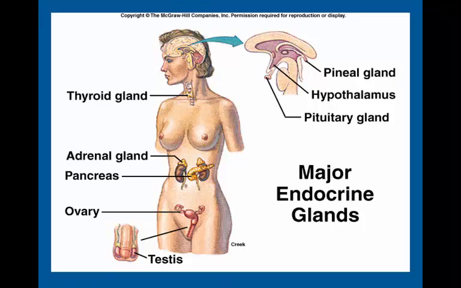This slide shows the location of some of the endocrine glands. If you'll notice on the right, you have the pineal gland, the hypothalamus, and the pituitary gland. They're within the brain. Those are the central glands. On the left are a few of the peripheral glands: thyroid gland, adrenal gland, the pancreas, the ovary, and the testes.